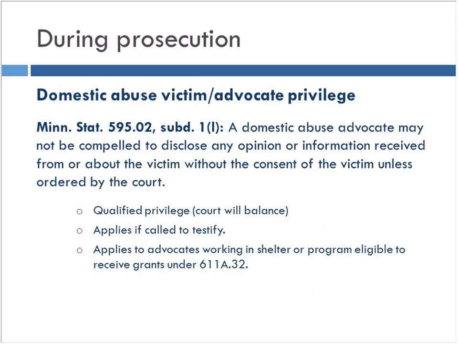And then with domestic abuse victims, there's the victim advocate privilege, that they also cannot be compelled to disclose any opinion or information received from or about the victim without the consent of the victim. This is a qualified privilege, where the court is going to balance the needs of the victim and the victim service provider with the needs at trial and the need for that information. It only applies if they're called to testify, and it only applies to advocates working in a shelter or program eligible to receive grants from OJP for domestic abuse.